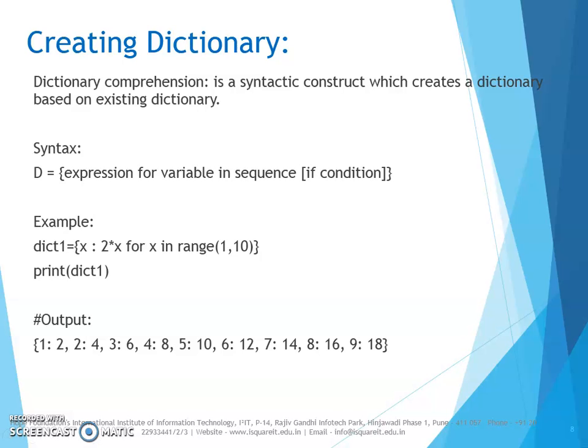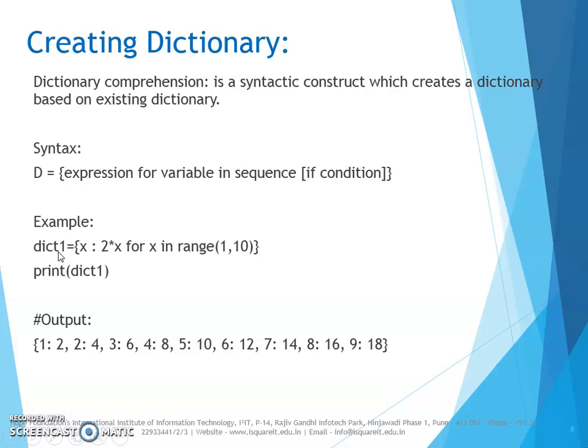Now dictionary comprehension. This is a syntactic construct which creates a dictionary based on an existing dictionary. That is, with the help of an expression and a loop, we can create a dictionary. So the syntax is variable name is equal to whatever expression we want, then a for loop, name of the variable in a particular sequence, and if required, an if condition. So we'll see an example.